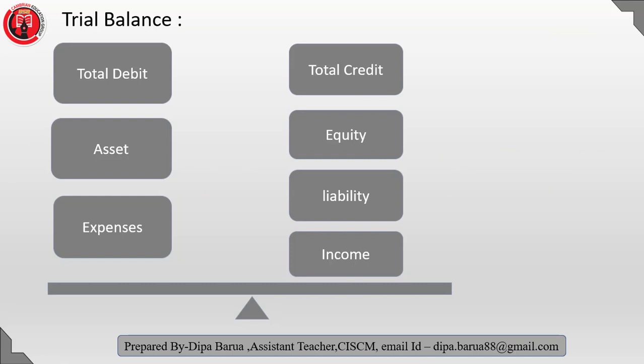Here's the short format of trial balance. That's not only a format, it's a rule. Okay, now here we see two sides. Number one is total debit and then total credit. Which sides will come from debit? Assets and expense, and then equity, liability and income will go to the credit side.